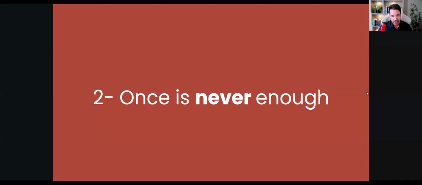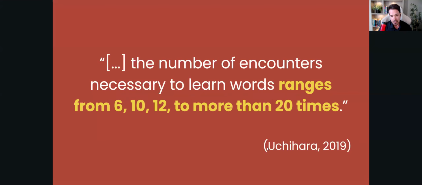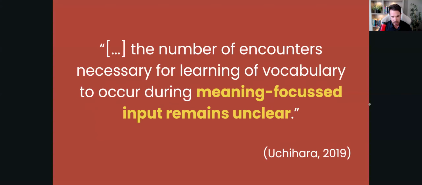What research shows, this is by an author named Uchihara, is that the number of encounters necessary to learn words ranges from 6, 10, 12 to more than 20 times. Which is to say, it's basically impossible to say that to learn a word you need this number of times, because it varies significantly. She even makes the point, and I'll be sharing all the references with you later, that the number of encounters necessary for learning vocabulary to occur during meaning-focused input remains unclear.